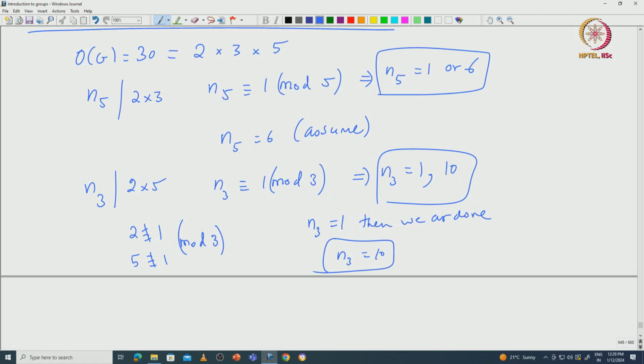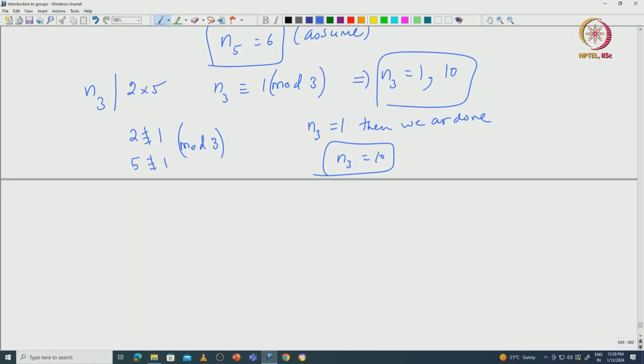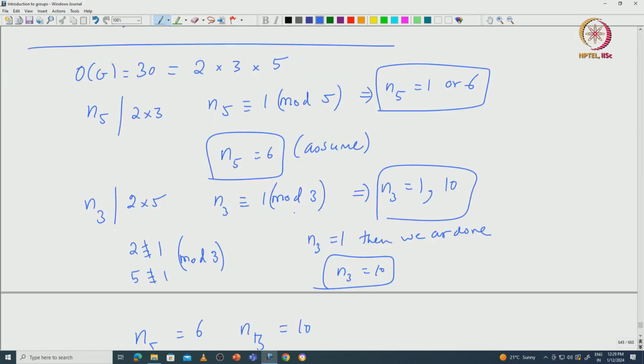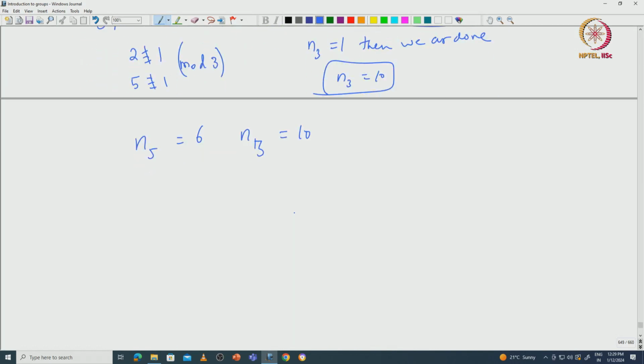Okay. So once you assume n5 is 6 and n3 is 10, that is already huge. So now let's look at the Sylow 5 subgroups. There are 6 subgroups, but if you take any non-identity element, that will have order 5. So the number of elements of order 5 is exactly 6 into 4, that is already 24.